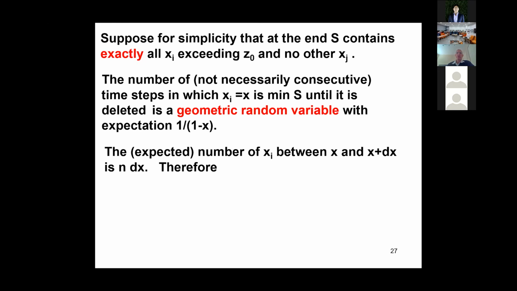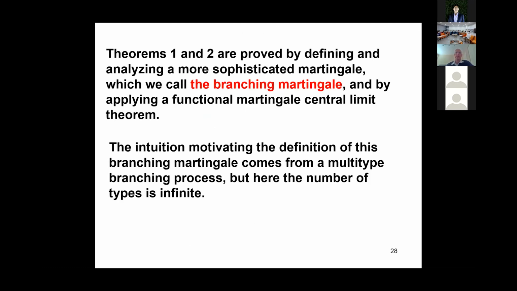And the expected number of xi between x and x plus dx is n times dx. And therefore, since an element between x and x plus dx stays 1 over 1 minus x steps, and we have n dx of them, then the integral from 0 to Z naught of n dx over 1 minus x is n, because these are all the n steps. And then we just solve this integral, and this gives that Z naught is 1 minus 1 over E. So something was hand waving, but this is basically it.